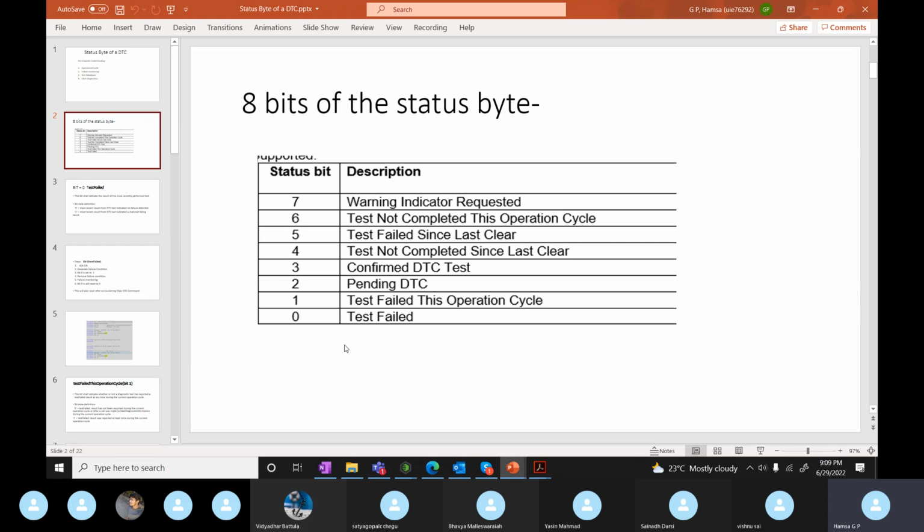The first bit, the second bit, third bit, fourth bit, fifth bit, sixth bit, seventh bit. As you can see, the seventh bit is for the warning indicator requested. If this particular bit is high, high means 1, then only you will get the warning indicator for the driver on the dashboard. Otherwise, if this bit is 0, you will not get any warning indicator. Okay, so I hope the seventh bit is clear. I will explain the other bits.